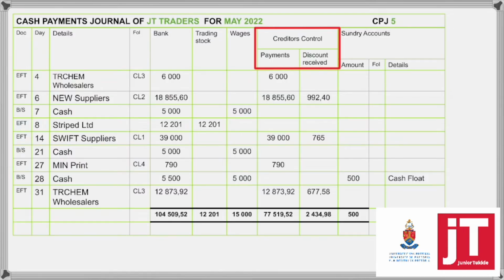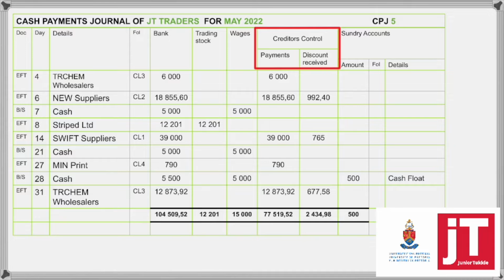Then when we get to the cash payments journal, this is where things get a bit tricky, because there are 2 layouts on the cash payments journal. And it's very important to note which layout they use. And when I talk about the layout, I talk about the layout here in red. And that is the creditor's control column. Now it can either be split between a creditor's control payments column and a creditor's control discount column. Or the alternative method, which I'll show you in the next slide, where the payments column does not exist and it just says creditors control instead of payments, and then discount received.